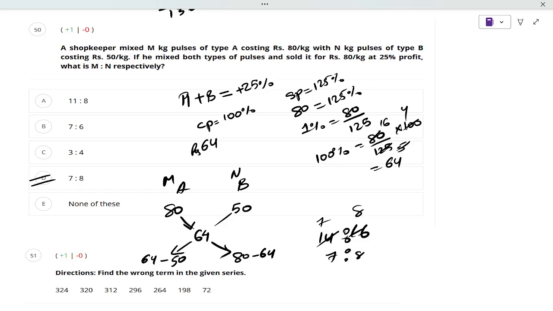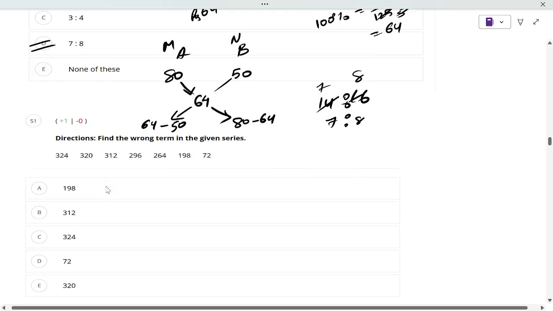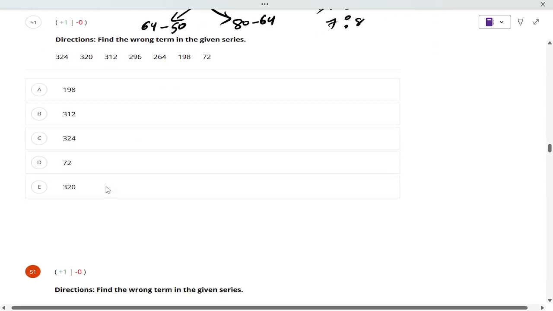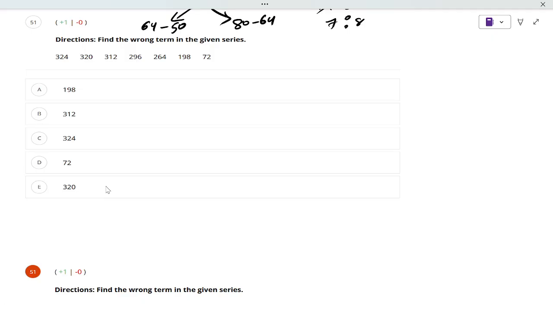Next one is from number series. So we have two types of number series. One is the missing number and the other is the wrong number series. Numbers are there and there will be a pattern, and of course there will be an answer, and the answer will be the wrong one. The wrong one means the one which does not have a proper pattern.